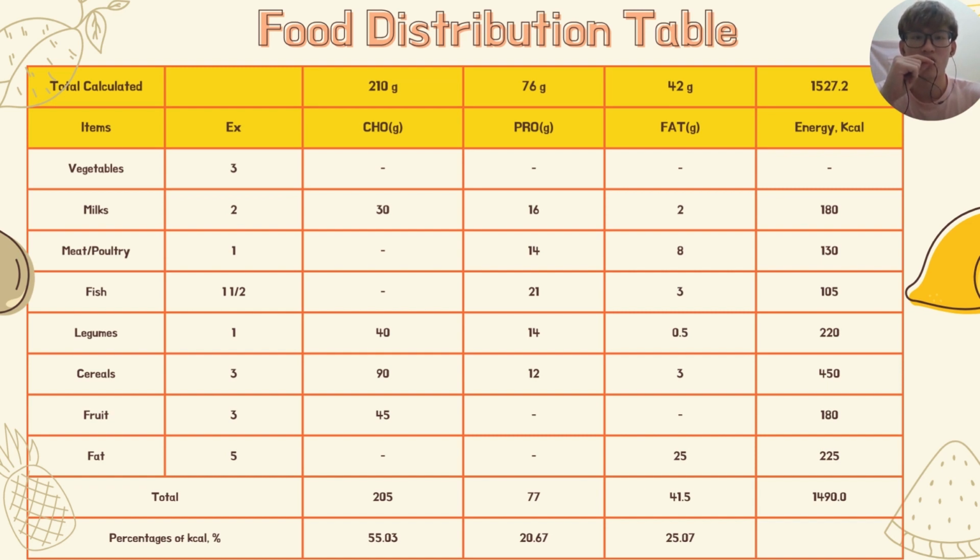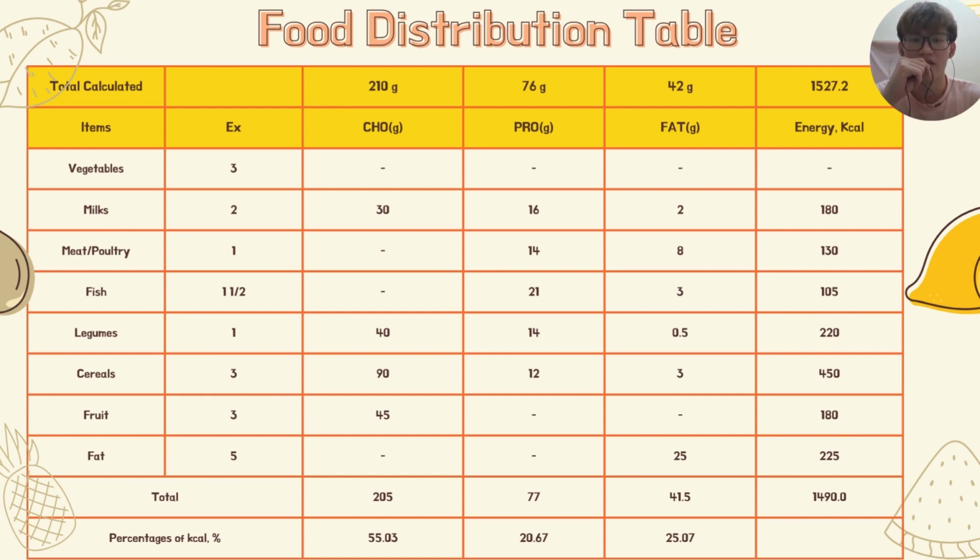Additionally, there is 1 serving of meat or poultry, contributing 14 grams of protein and 8 grams of fat, totaling 130 kilocalories. 1.5 servings of fish are included, contributing 21 grams of protein and 2 grams of fat, with a total of 105 kilocalories. A legume serving in her meal provides 14 grams of carbohydrates, 14 grams of protein, and 0.5 grams of fat.